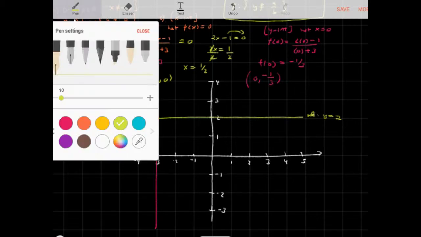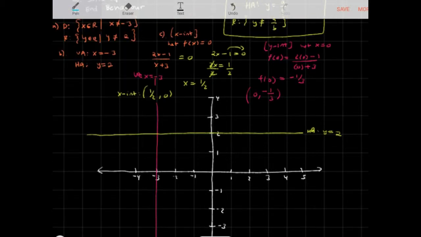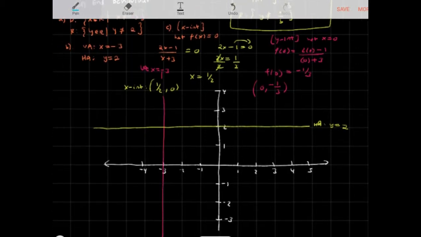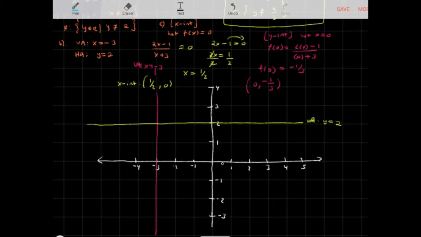And we also want to plot our intercepts. Our intercepts here, it looks like we have 1/2 and 0 for our x-intercept. So let's say it's somewhere here. And for our y-intercept, we have 0 and negative 1 over 3, so it's like negative 0.33. Let's say it's somewhere here. Okay, so this is 0 and negative 1 over 3.